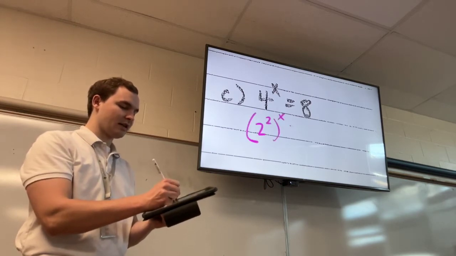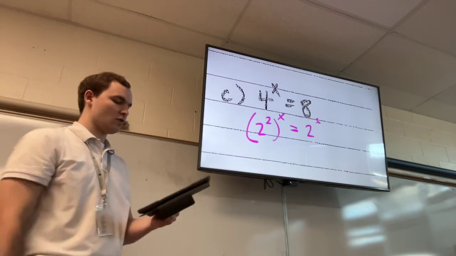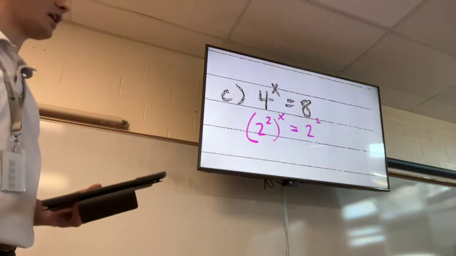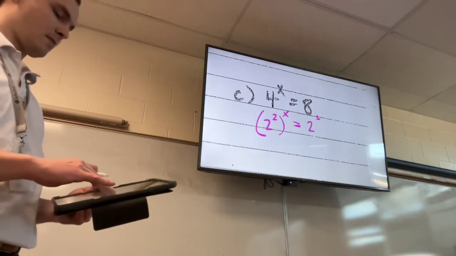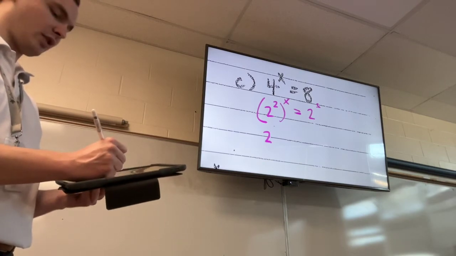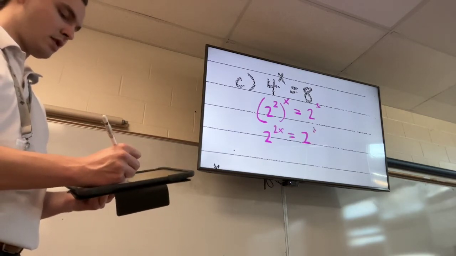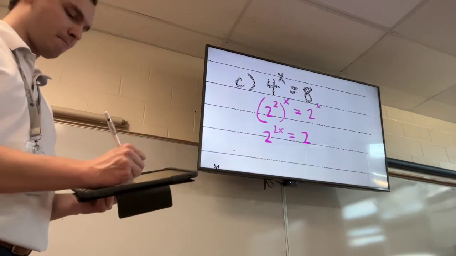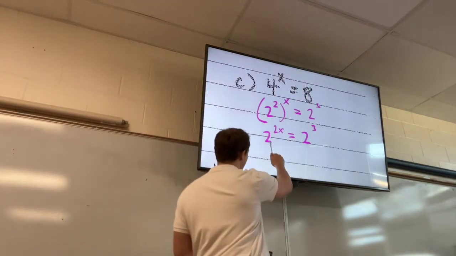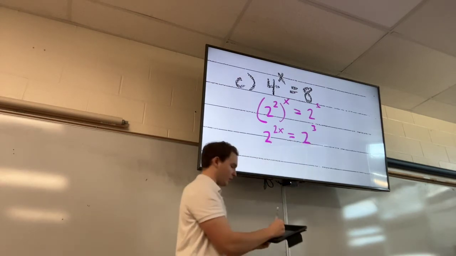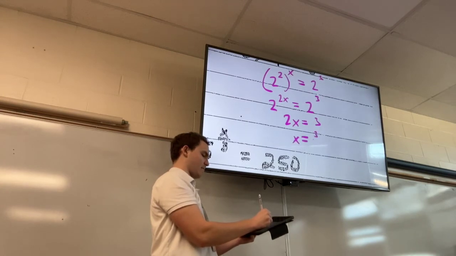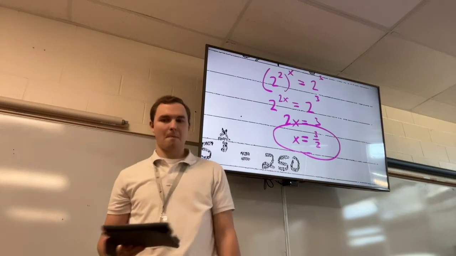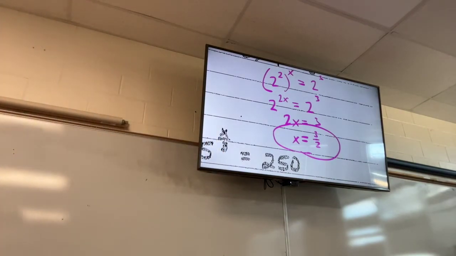So we have 2 squared to the x. What's 8? 2 cubed, okay? What's my exponent rule for an exponent raised to an exponent? I'm multiplying, right? So this is 2 to the 2x equals 2 cubed. Now what equation can we write down? The bases are the same, so the exponents have to be equal. So 2x equals 3, or x equals 3 halves, right? There you go. We feeling okay about that?